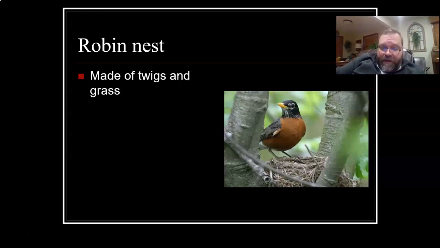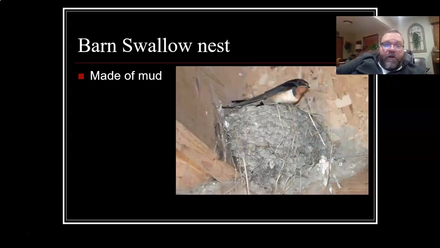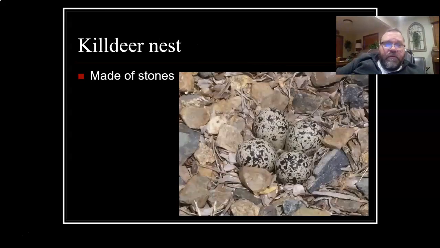You see a picture of one right there. A barn swallow's nest is often made out of mud. It often has little grass fibers or straw or hay to reinforce it. A killdeer's nest is made out of stones. You notice how well that's camouflaged. The eggs are perfectly camouflaged.